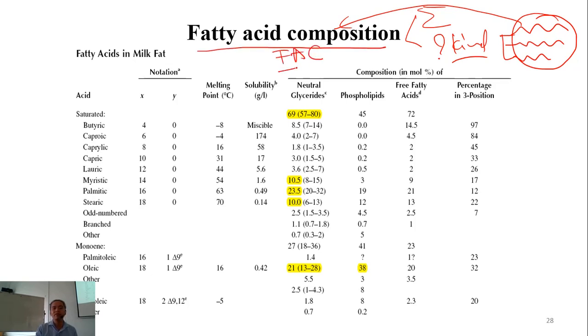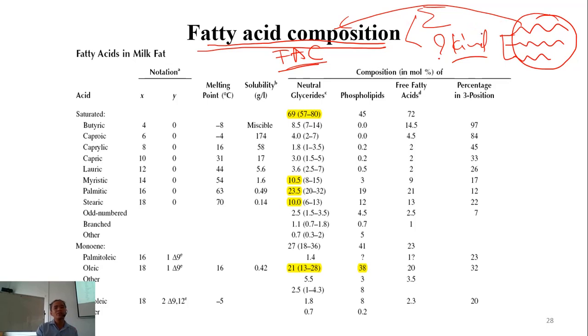FAC, Forever Alone Community. There is a community like that in Vietnam, Forever Alone, if you want to join. Just kidding anyway. But FAC is fatty acid composition.